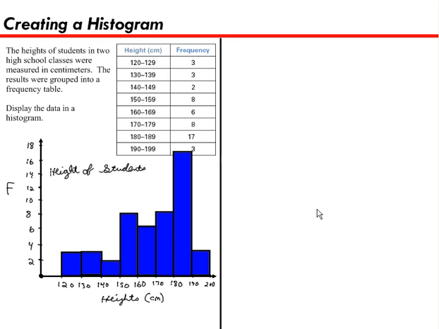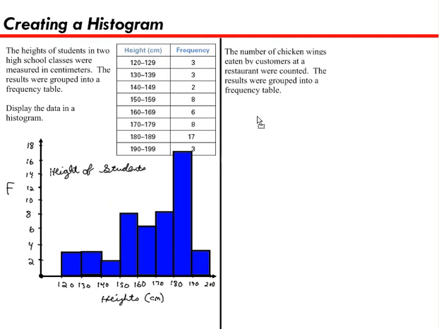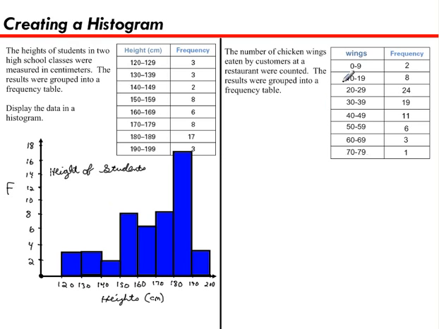Okay, you ready to try making your own histogram? Here is your example problem to try. The number of chicken wings eaten by customers at a restaurant were counted. The results were grouped into a frequency table, and the frequency table looks like this. You can see that 2 people ate between 0 and 9 wings, and 8 people ate between 10 and 19 wings, and so on. And the question asks, display the data in a histogram. All right, so try that one out, making your own histogram on paper, and when you're ready, I'll show you what the answer looks like.